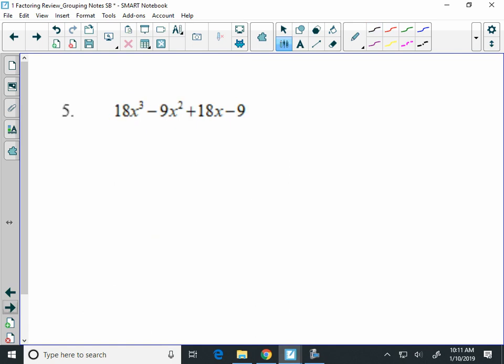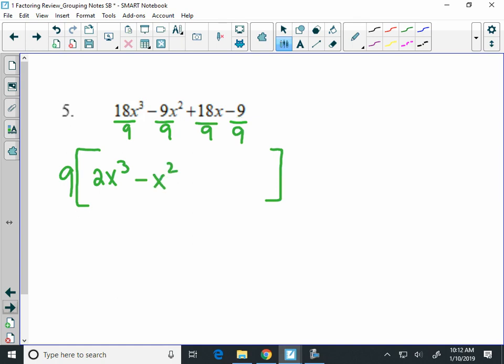18x cubed minus 9x squared plus 18x minus 9. I look for a GCF to start. And you should notice that all those terms have a 9 in them. So before we even start, we need to remove our GCF of 9. I'm going to use square brackets; you could use parentheses if you wanted. I'm going to pull the 9 out, and I'm left with 2x cubed minus x squared, plus 2x. And remember, anything divided by itself in this last term is going to be minus 1.